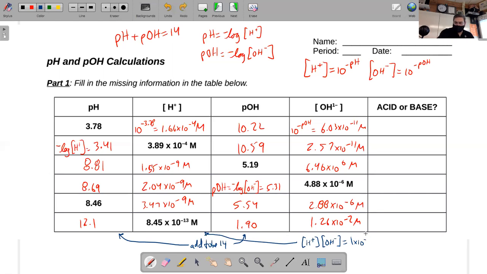In other words, the hydrogen concentration times the hydroxide concentration is always 1 times 10 to the negative 14th. If you take 1.66 times 10 to the negative 4th times 6.03 times 10 to the negative 11th, you're going to get 1 times 10 to the negative 14th. And then whether they're acid or base just depends upon the relative pH. So the first two are acids, and then the last four, these are all bases.